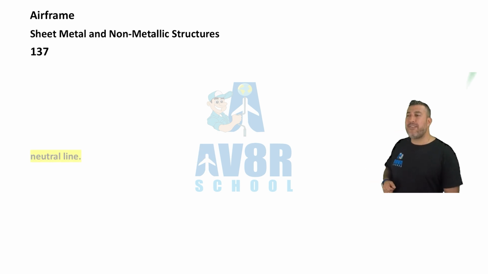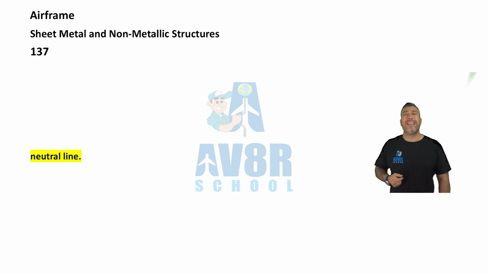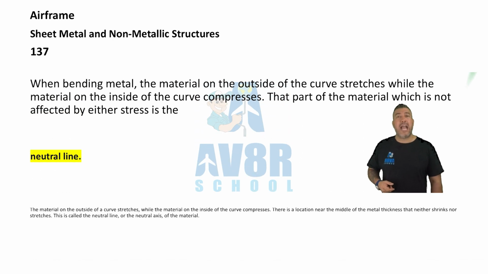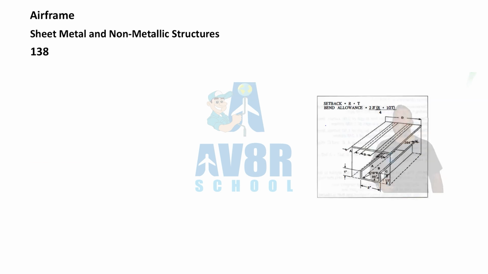Number 137. Neutral line. When bending metal, the material on the outside of the curve stretches, while the material on the inside of the curve compresses. The part of the material which is not affected by either stress is called the neutral line. The neutral line is not affected at all.